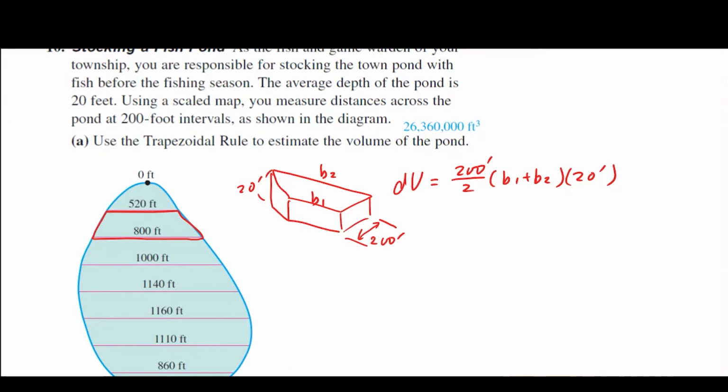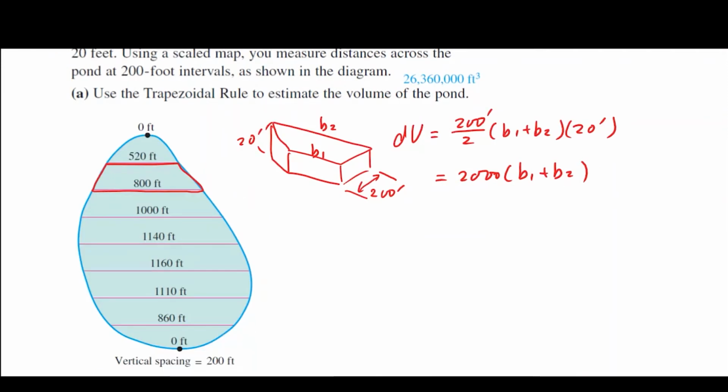Do you know what I'm saying? Okay, let's just simplify this thing. Do you see that 2000 times B1 plus B2? I'm simplifying this one formula because we have to do this a lot of times. Are you with me? Okay, yeah. Now we'll compute the volume of this using the trapezoid rule.